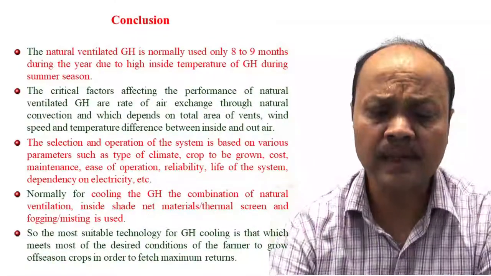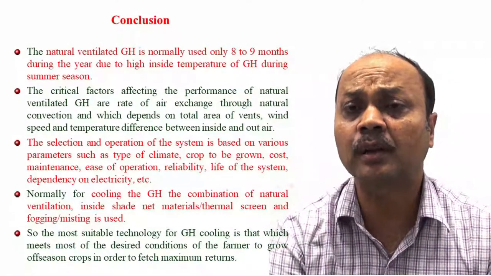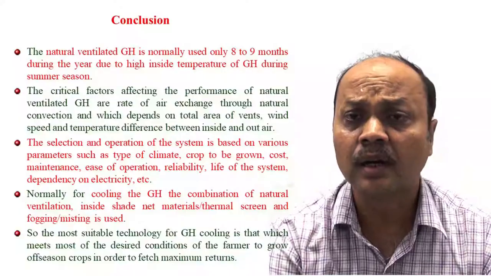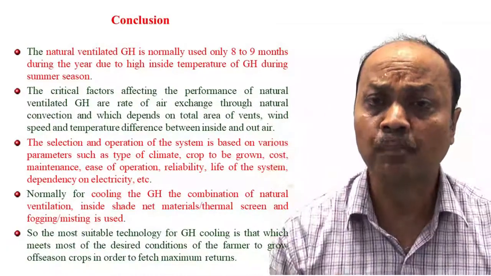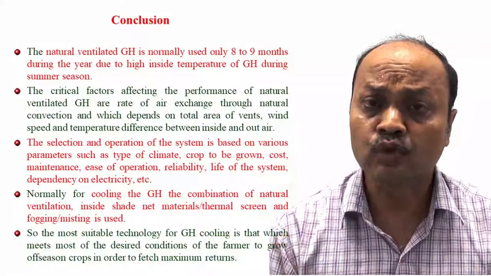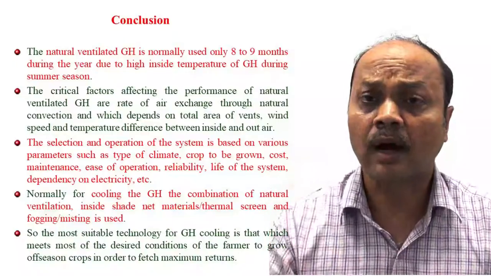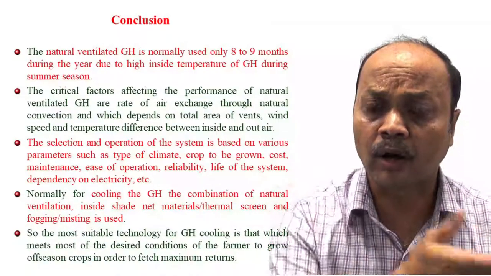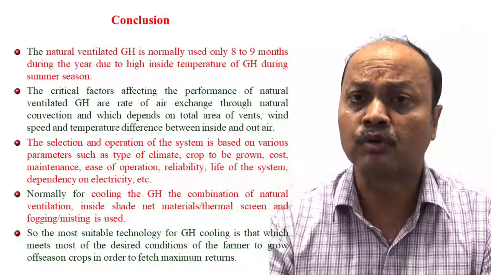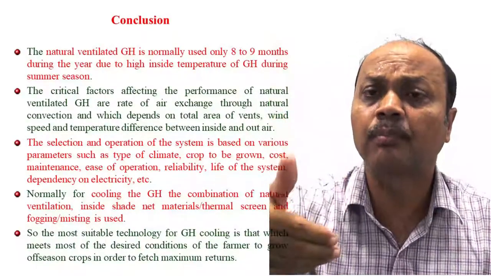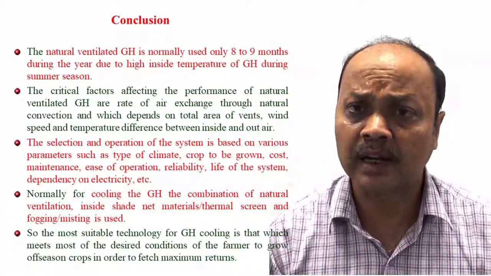So basically, it is reported that whenever the outside temperature is more than 30 degrees, without a fan you cannot reduce the temperature to make the structure suitable for cultivation. So summer is the major problem. Due to that reason, for 8 to 9 months during summer, people are using, as I explained in the earlier lecture, the multi-purpose greenhouse. So you are taking the benefit of high temperature for drying any crop or agricultural commodity.